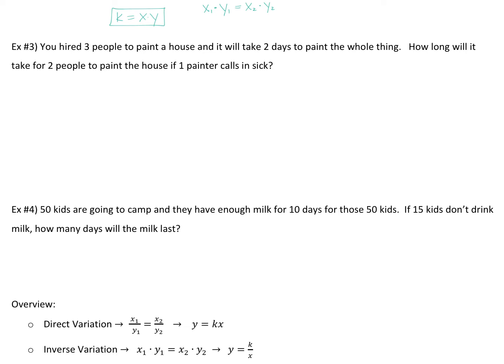When there's 3 people, it takes 2 days. If we drop a person, so our people go down, what's it going to do to the days that it takes? It's going to go up, right? It's going to take longer with fewer people. So that's how you know it's inverse variation. Then what you do is you set up products, right? With inverse variation, you're going to set up products. So we're going to go 3 people takes 2 days, so 3 times 2 equals what?